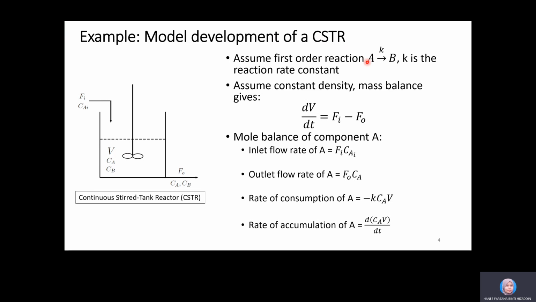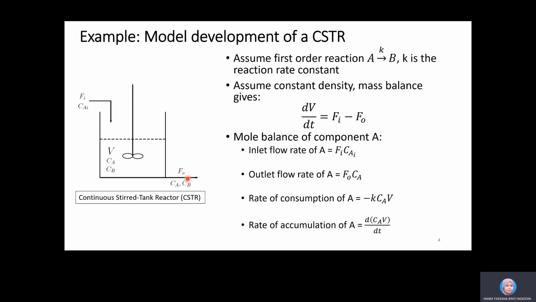Let's say you have the reaction A produces B, so A is the reactant. Assume a first order reaction A produces B, where k is the reaction rate constant. You can label your flow rates for inlet and outlet. Here is your inlet, Fi, where i refers to initial or input, and the concentration of component A in the inlet is CAi. Inside the reactor, you have the volume of the liquid, the concentration of A and the concentration of B, denoted by CA and CB respectively.